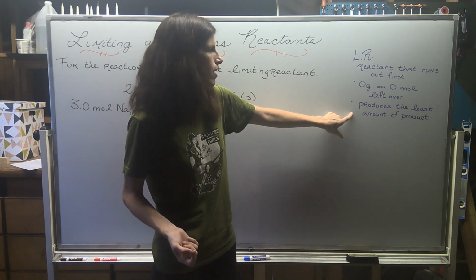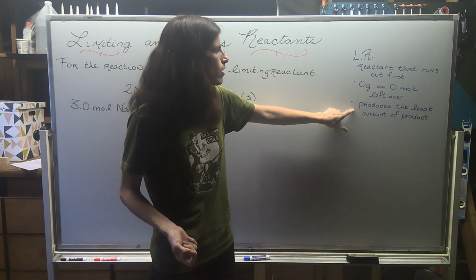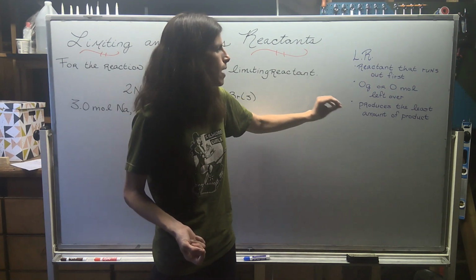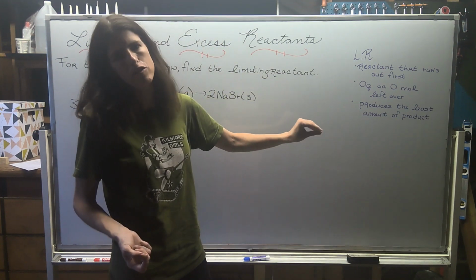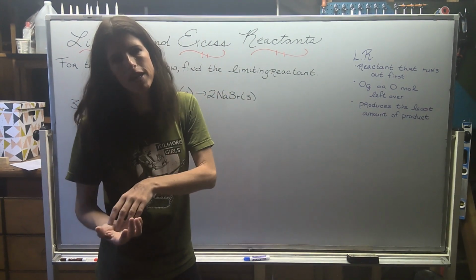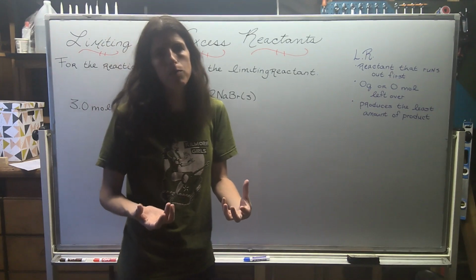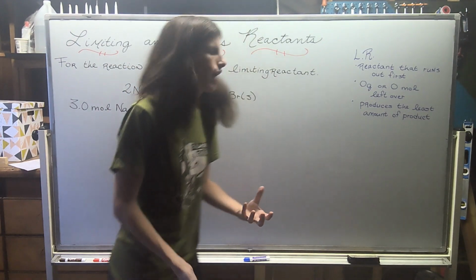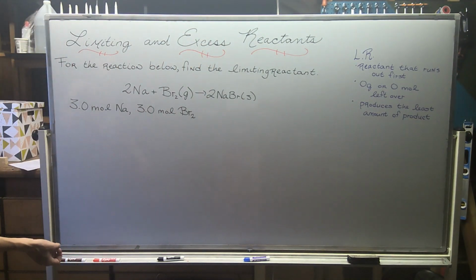Finally, how do we identify a limiting reactant? We want to find the thing that produces the least amount of product. So our ingredient that produces the least amount of product is going to be our limiting reactant. Let's see that in play.